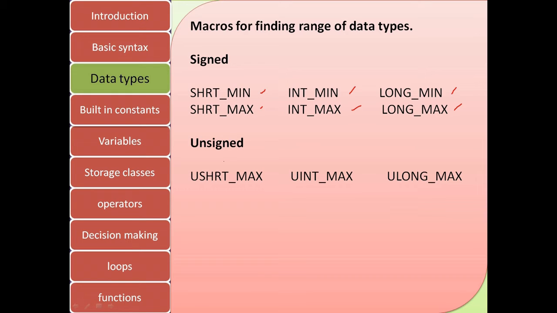And for unsigned integer type, we will be using USHRT_MAX for short, UINT_MAX for int, and ULONG_MAX for long integer. There is no minimum macro in unsigned because the minimum value for unsigned is 0.